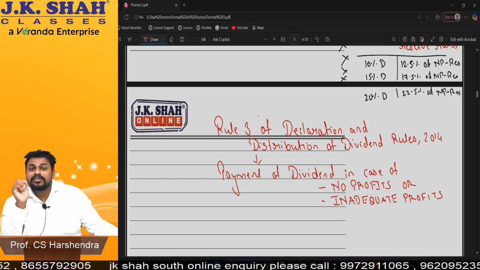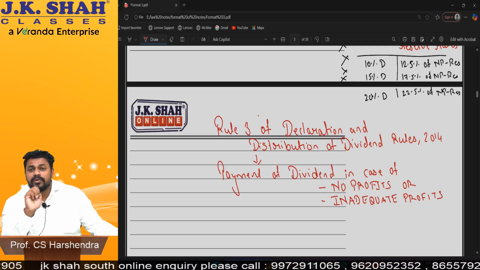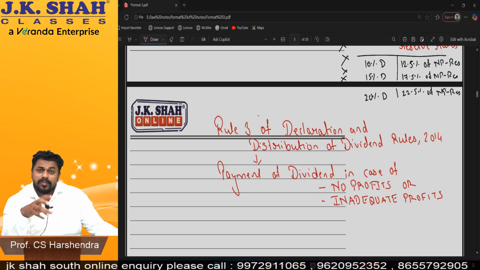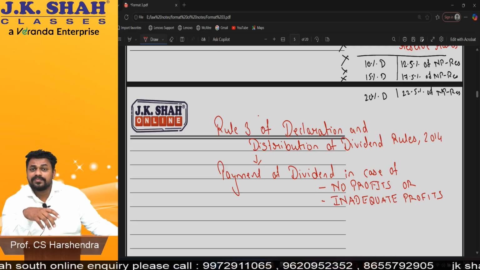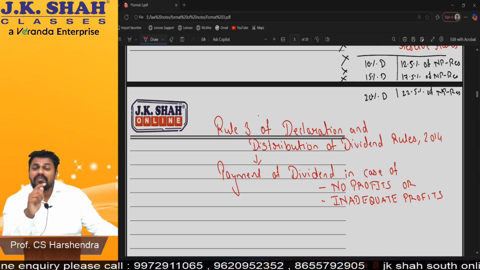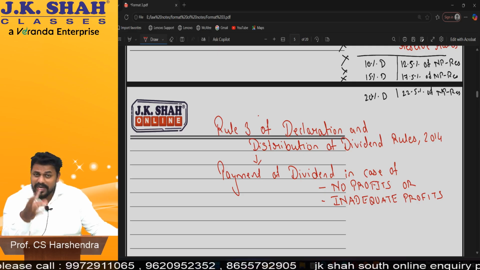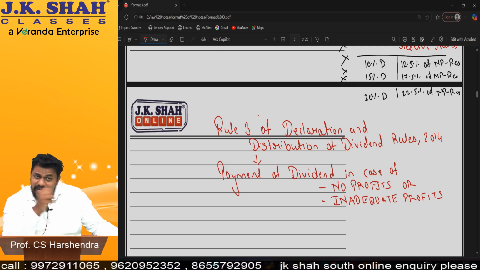From where? From reserves. Sir, if the company has inadequate profit, what do you mean by inadequate profit? The company earned 200 crore, but wants to pay dividend of 500 crores. So that is inadequate profit. Can the company pay dividend? Yes. From where? From reserves. In such a situation, you can take money and pay dividend.